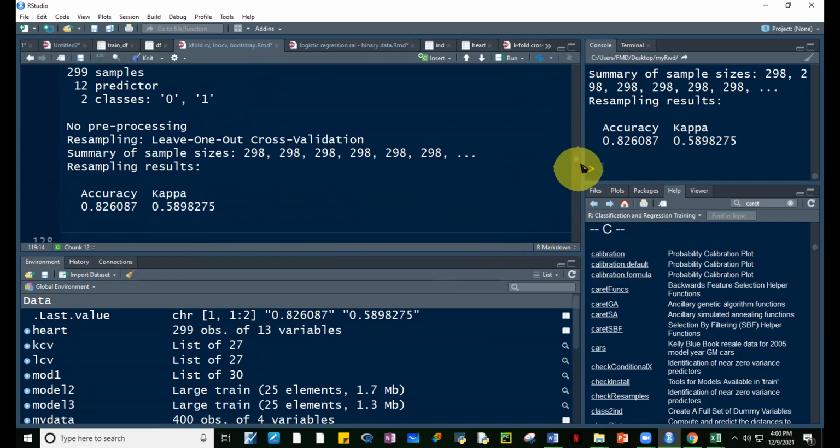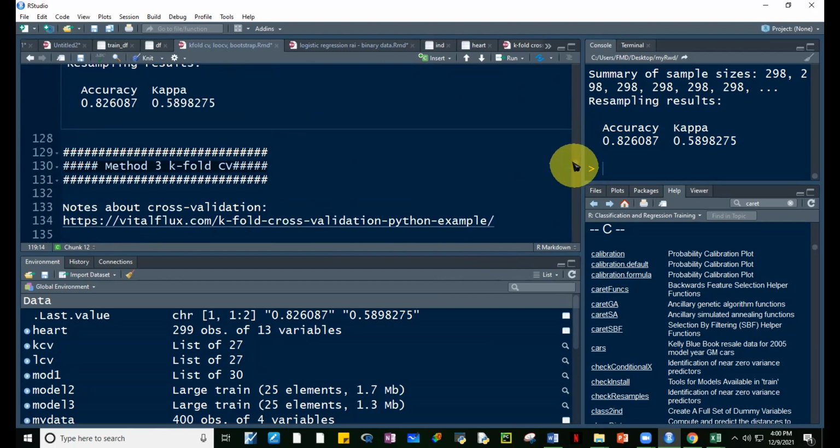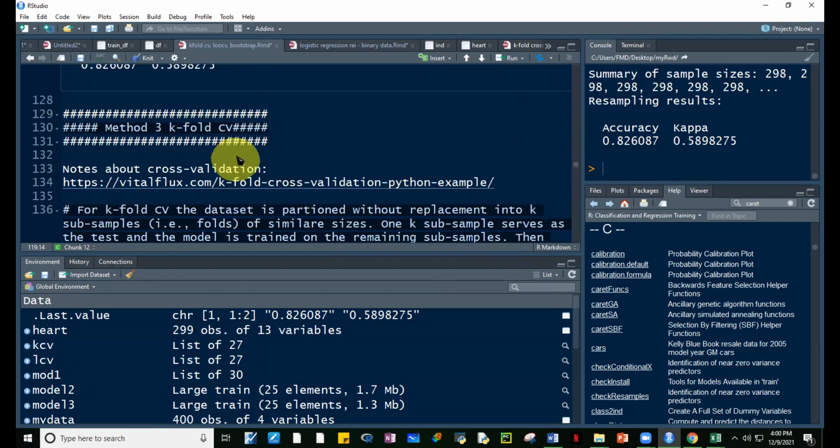Okay. It's already time, guys. May I have just 1 or 2 minutes? Itapusin ko lang tong K-fold. Mabilis lang to, guys. Mga 2 minutes lang to.